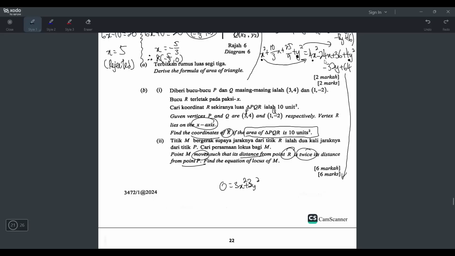Okay, the next one is x. So this is negative 24x. Ada kawan tak? Ada 10 over 3. So 10 over 3 pindah sana jadi minus. So you have to press calculator. Negative 24 minus 10 over 3. So you just press calculator and your calculator will give you negative 82 over 3x.